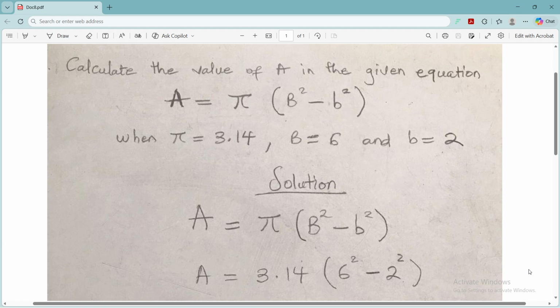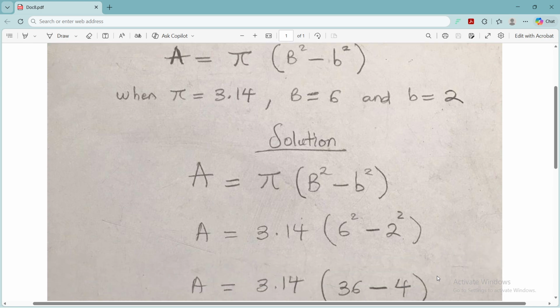So we are going to have A equals pi, which is 3.14 here, multiplying, in brackets, capital B squared, which is 6, so 6 squared, minus small b squared, which is 2, so minus 2 squared. So we simplify further.